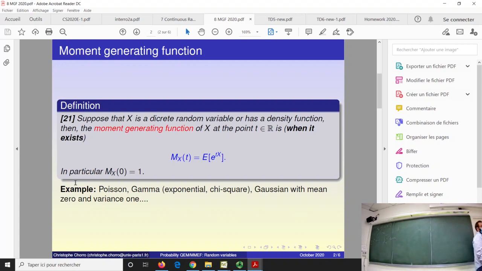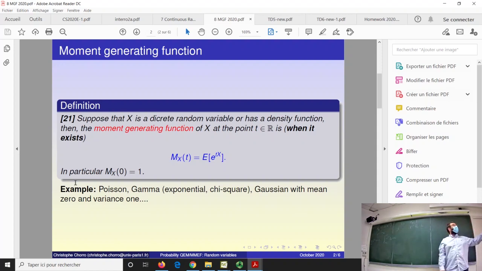There is one point where the moment generating function always exists. If you take t equal to 0 in my definition, what is M_X of 0? It is just the expectation of exponential of 0 times X, that is in fact the expectation of 1, that is equal to 1. So I know at least one point where the moment generating function is defined for any kind of random variable.